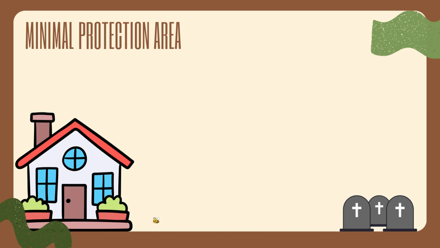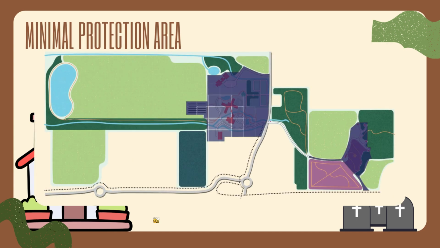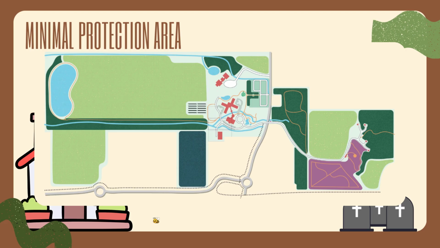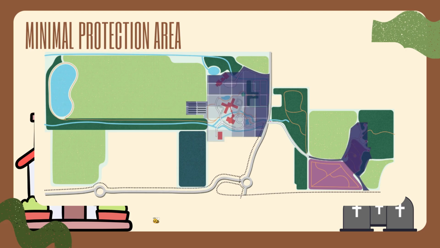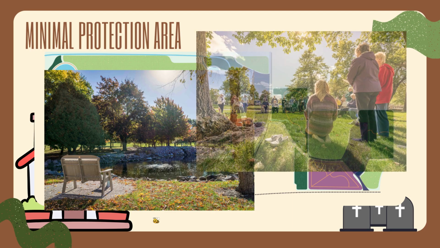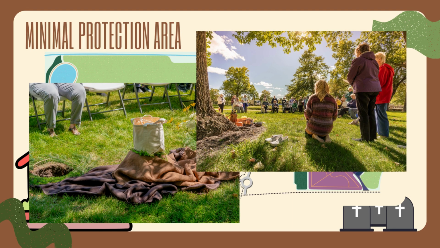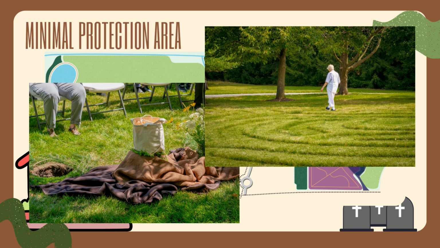Finally, the minimal protection area is made up of locations that are already home to buildings. The goal of this protection area is to accommodate, subject to moderate constraints, a wider variety of activities, uses, and improvements. Confining these activities to the minimal protection area ensures they will not impair or otherwise be detrimental to the conservation values of the property as a whole.